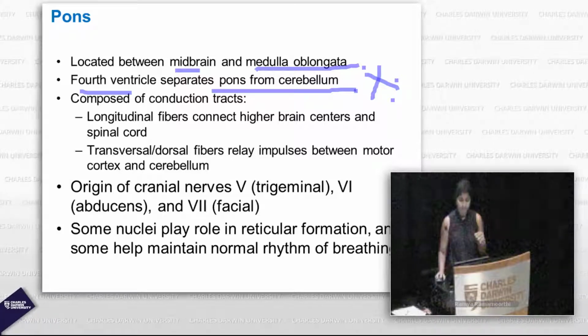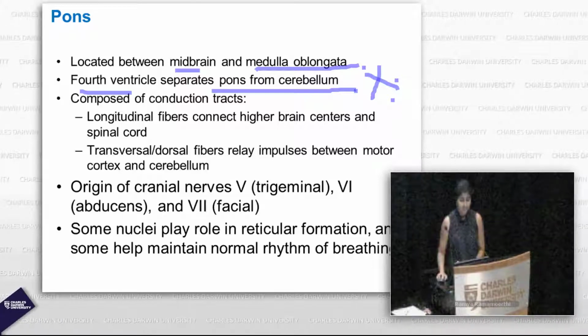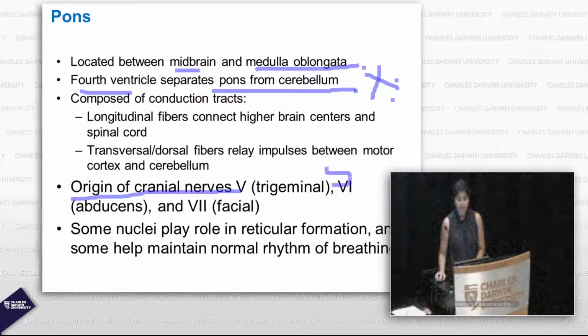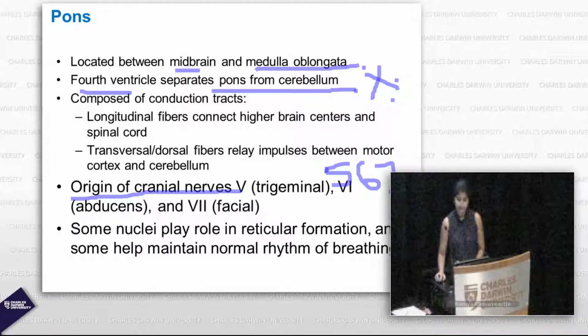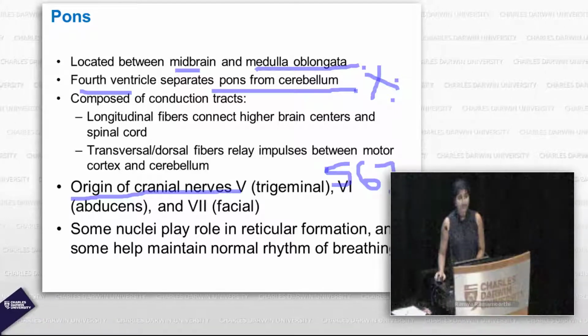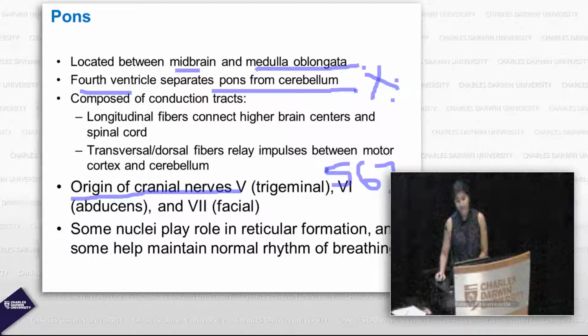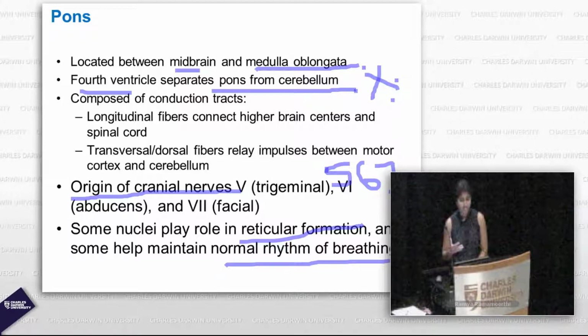Pons helps in the origination of various cranial nerves, mainly 5, 6, 7. And some of the nuclei present in pons also play a very important role in reticular formation and in the maintenance of the normal rhythm of breathing. We'll talk about that later again.